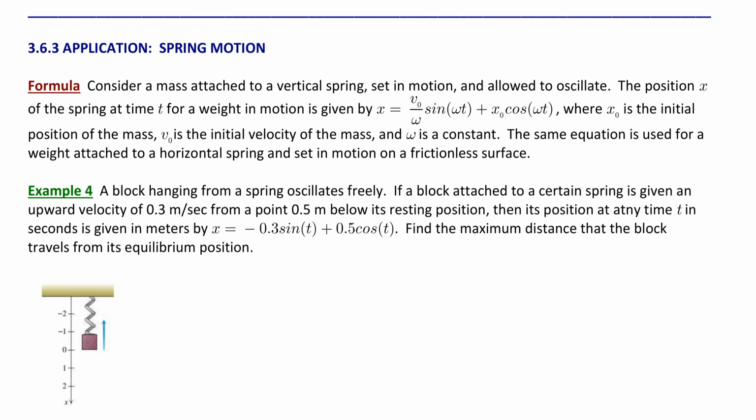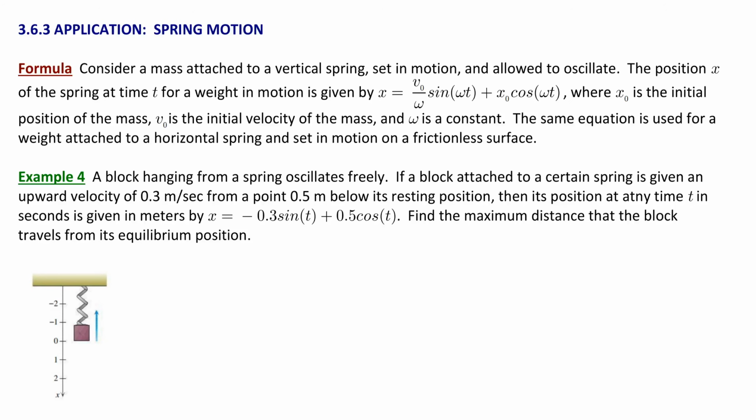This same equation can be used for a weight attached to a horizontal spring and set in motion on a frictionless surface, and we'll look at that one in example 5. Let's begin with example 4. A block hanging from a spring oscillates freely. If the block attached to this certain spring is given an upward velocity of 0.3 meters per second, this would be the initial velocity, or v naught, from a point 0.5 meters below its resting position, this is the initial position x naught, then its position at any time t in seconds is given in meters by this equation.